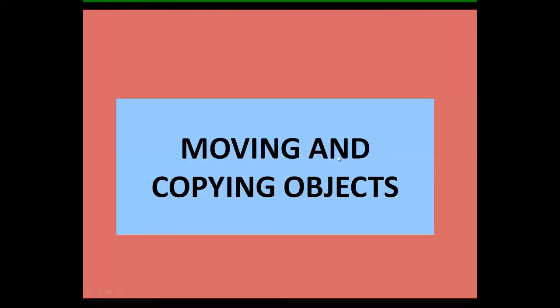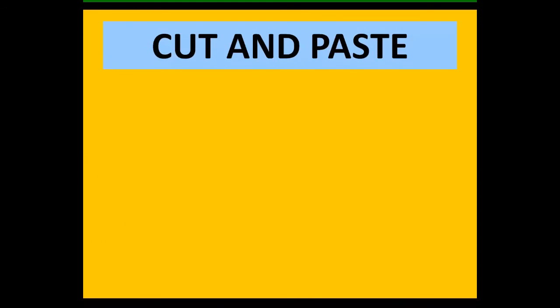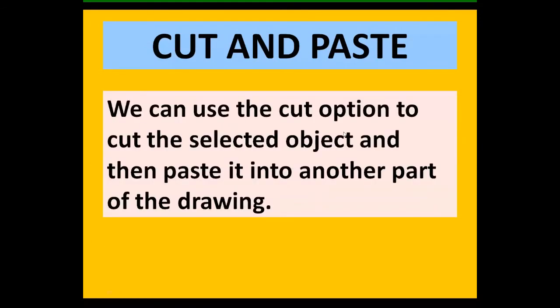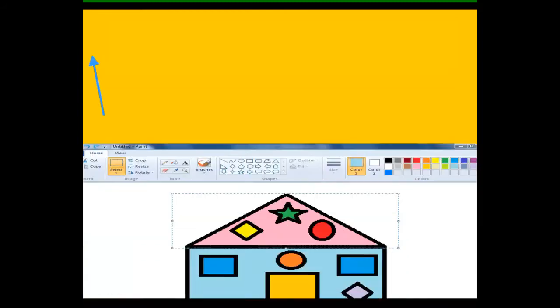Now we learn about moving and copying an object. We use this to move and copy objects. To move and copy an object, the first option is cut and paste. We can use the cut option to cut the selected object and then paste it to another part of the drawing. So let's see the examples.